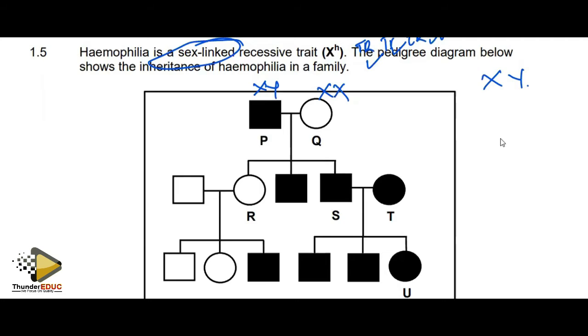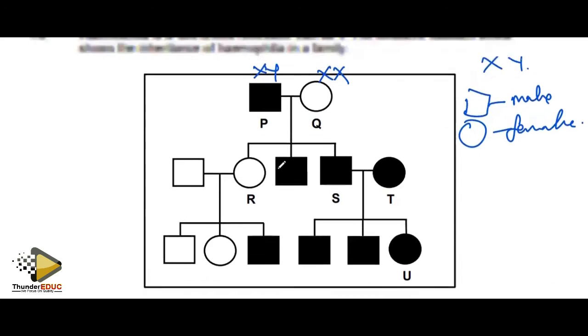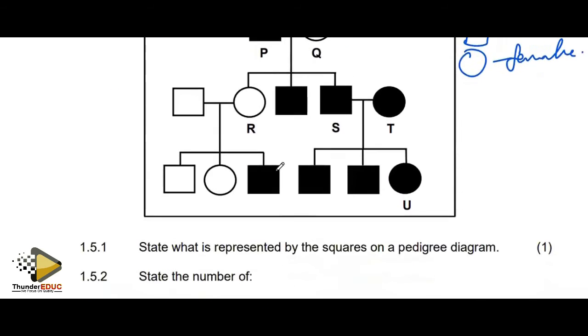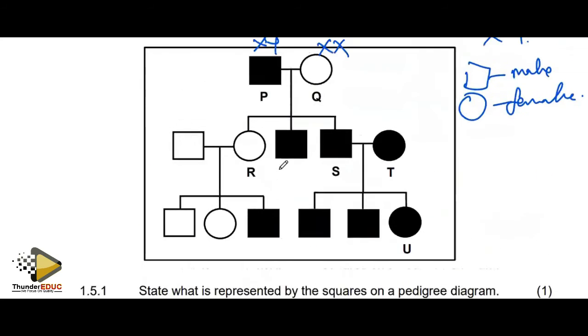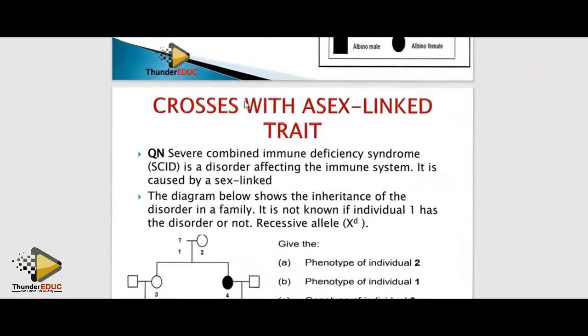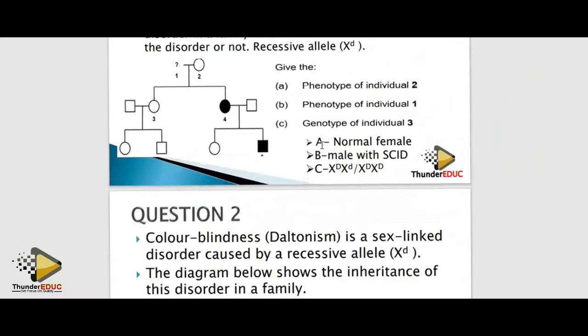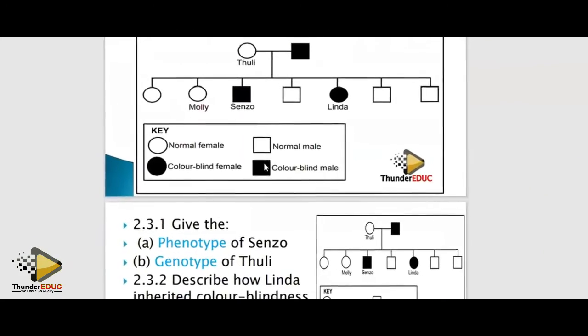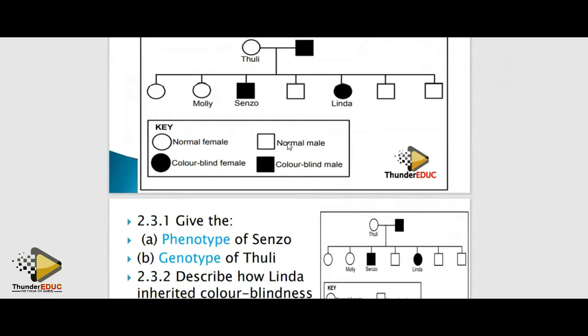And before you go for this question, you need to know that a box means a male, while a circle means a female. Sometimes we don't give you a key. Sometimes we can even ask you what a box means. So let's continue to our pedigree. Can this question be answered by our booklets? Yes, because we have many questions concerning pedigree diagrams. Yeah, this is a sex-linked disorder. So whenever you see sex-linked, a box means a male, while a circle means a female.